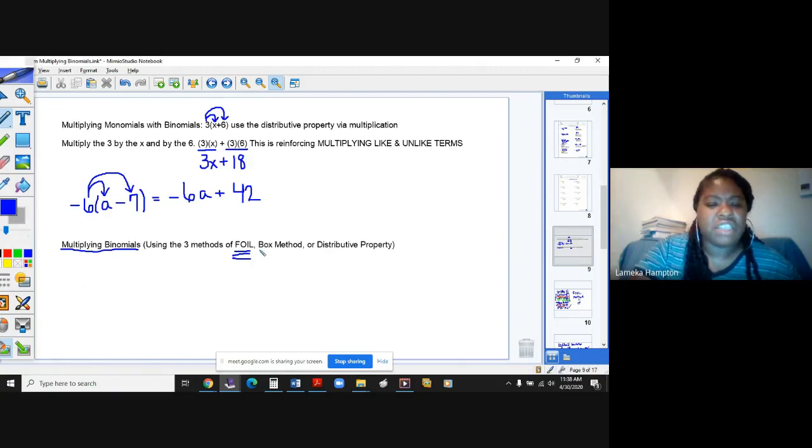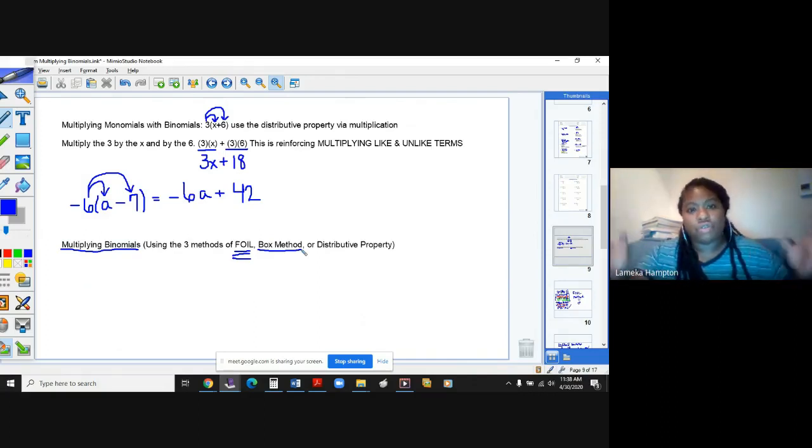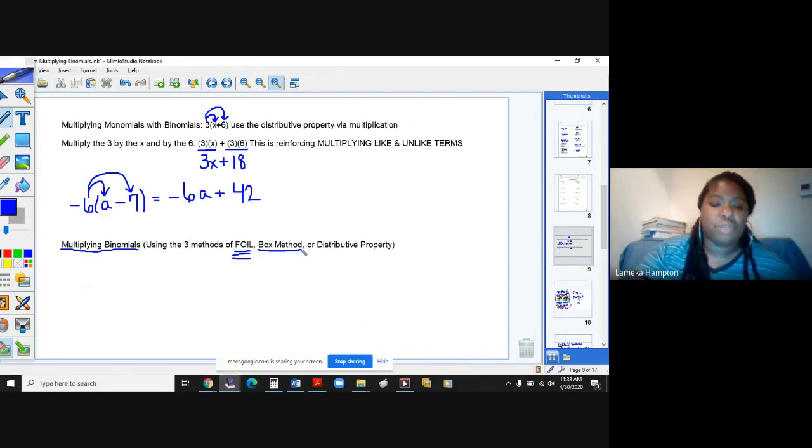The second method is the box method. So the box method, if you are a visual person and you like to draw pictures, you're just going to draw a box. It's going to look like a window and you're just going to put certain things where they go. But I'll break that down further momentarily. And the distributive property.